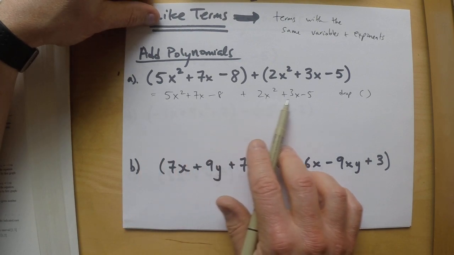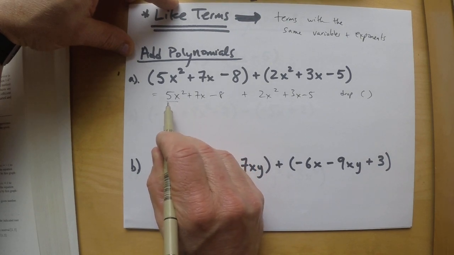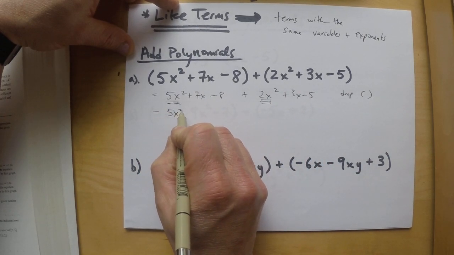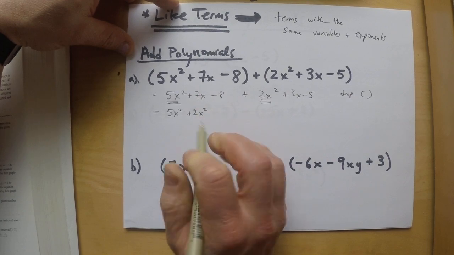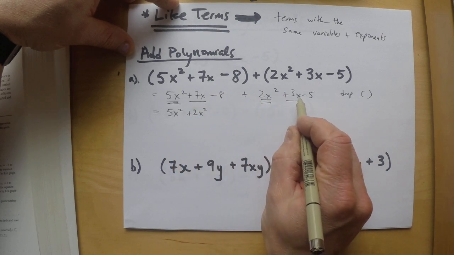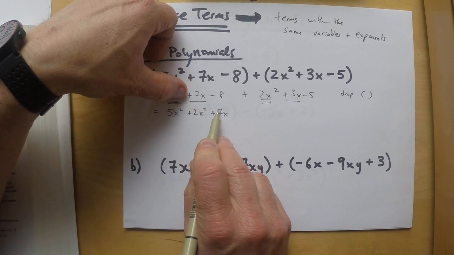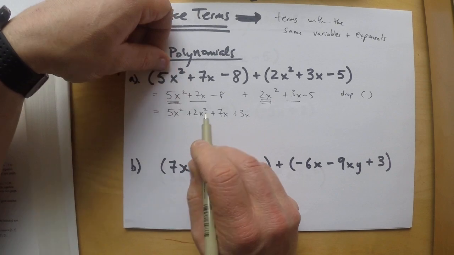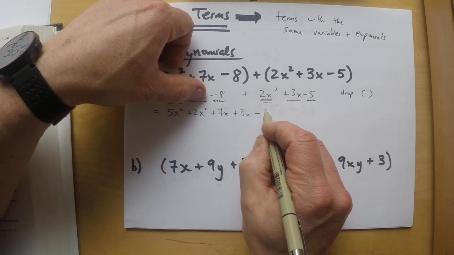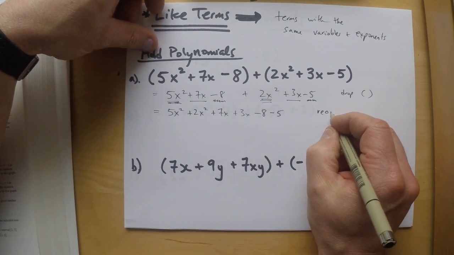Then I'm going to look for like terms, and remember like terms are terms that have the same variable and exponent. So here, that is an x squared term, that is an x squared term. Depending on your mindset, I could write those together. These are your x terms. Those are x's. I can write those together. Remember, always write the symbol in front, so plus 7x and plus 3x. And then we have the constants, the numbers that are by themselves with no variables. I can rewrite those as minus 8, take away 5. And all I've done is reorder it.